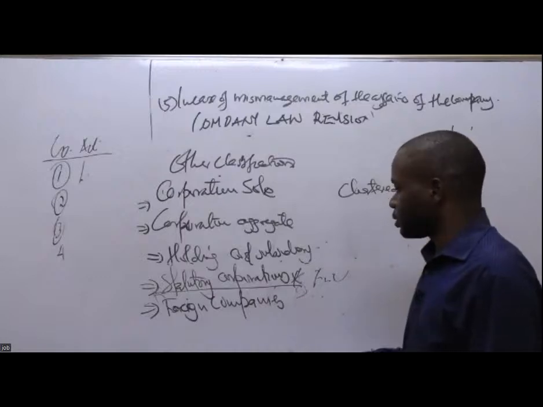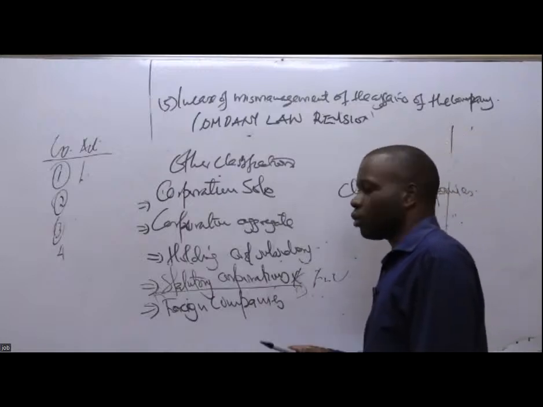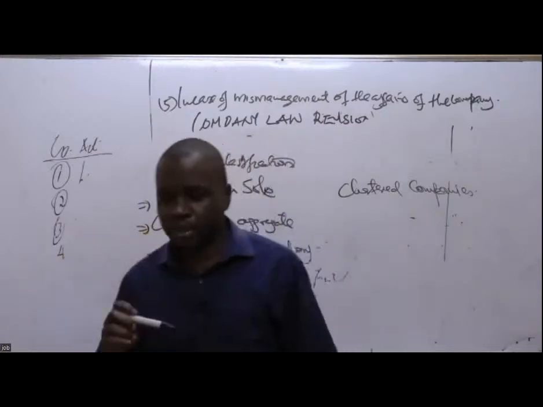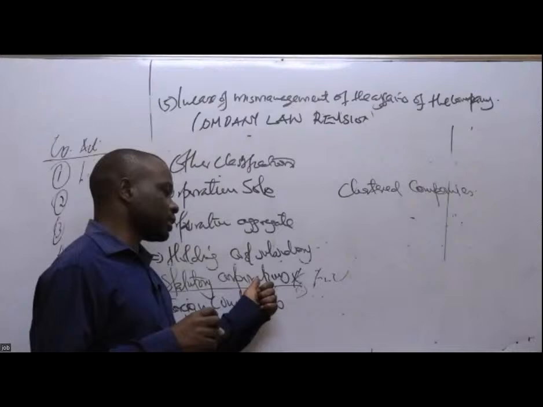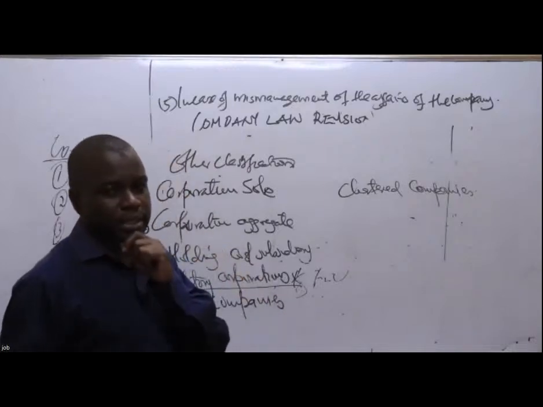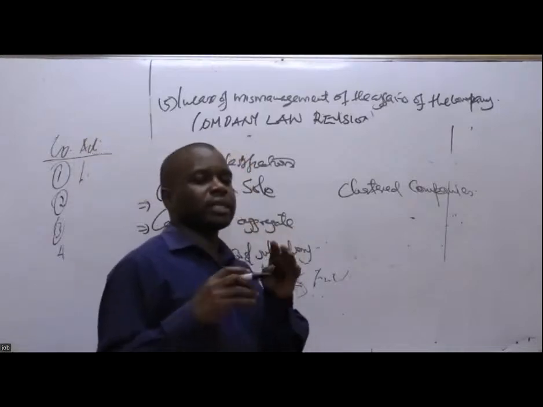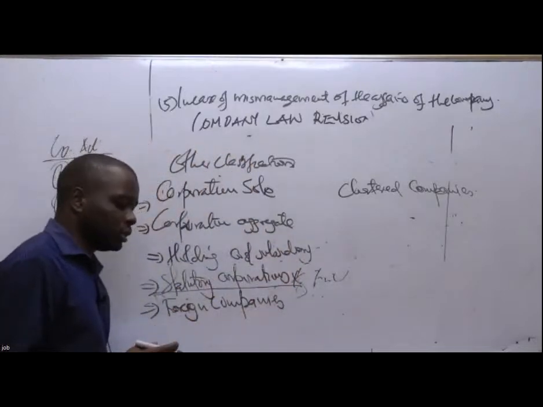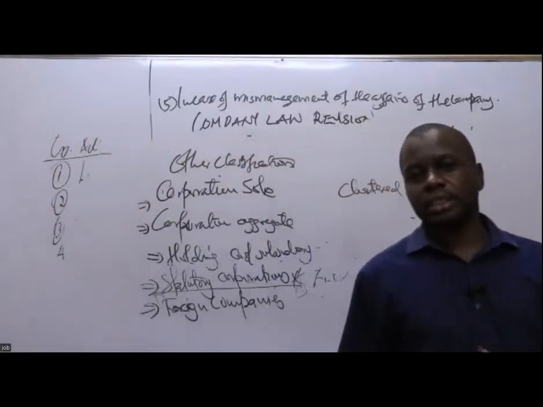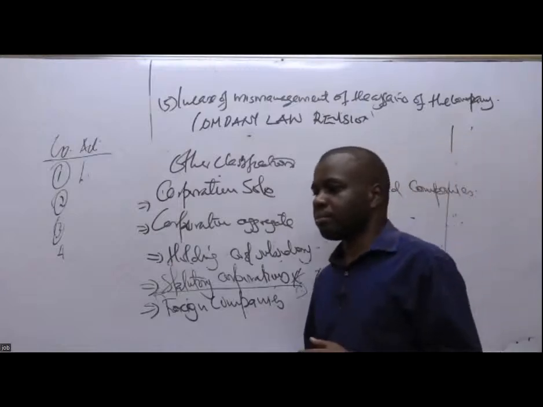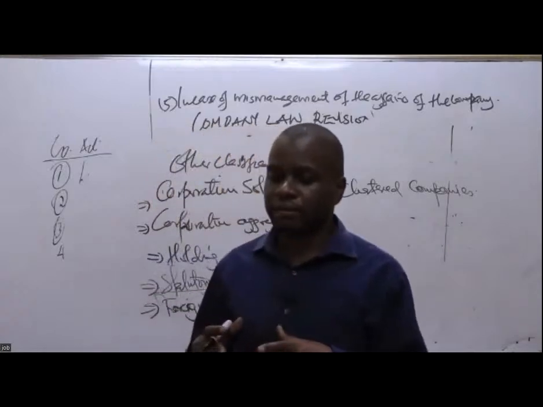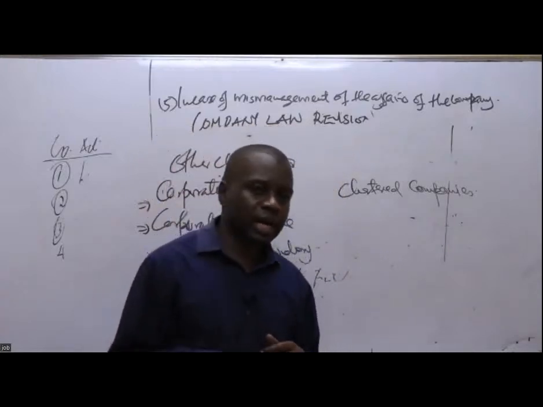So those are the kind of corporations we call statutory corporations. What are they? I want you to be able to understand their characteristics. Number one characteristic, they come into existence through an act of parliament. The most predominant examples are the Kenya Ports Authority, Kenya Broadcasting Corporation, Kenya Railways Authority, and Kenya Pipeline Corporation. Those are statutory corporations that have come into existence through an act of parliament.